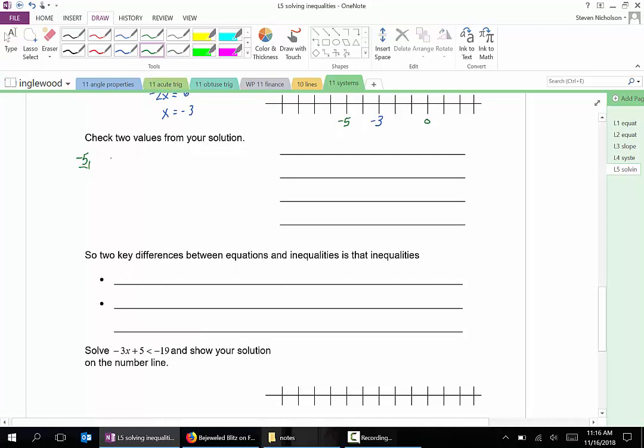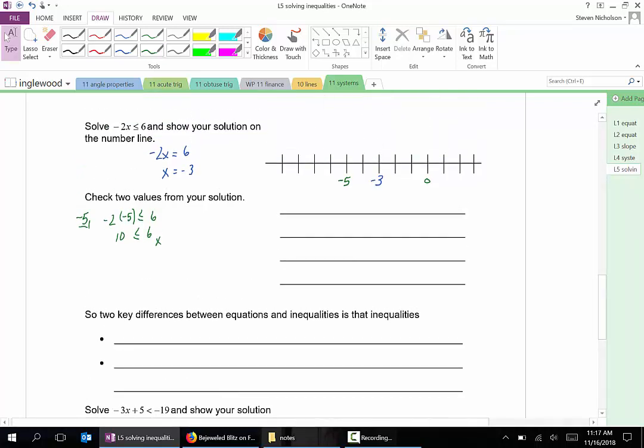And I'm just going to plug it in. Is -2 times -5 less than or equal to +6? Is +10 less than or equal to 6? And absolutely, we know the answer is no to that. So given that I know the answer is no, I know where the answer is. It's not over here, so it has to be over there.